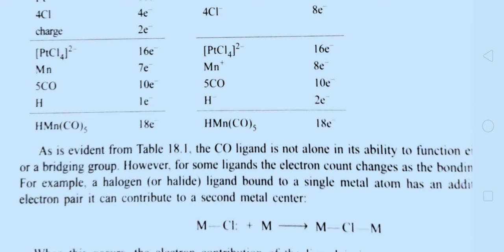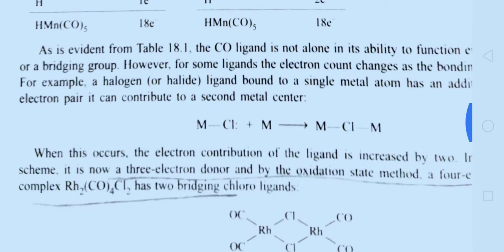The CO ligand is not alone in its ability to function as a bridging group. In addition to the carbonyl group, there are other ligands like halogen or halide ligands that can also act as a bridging ligand. A halogen ligand bound to a single metal atom has an additional electron pair, as it can contribute to a second metal center. This means that when this occurs, the electron contribution of the ligand is increased by 2.